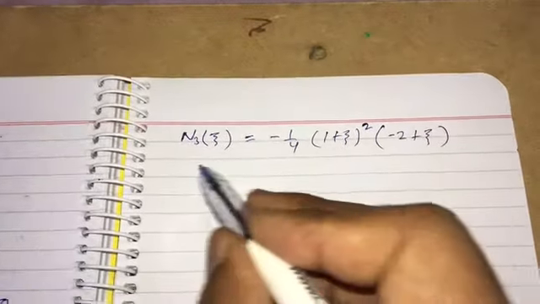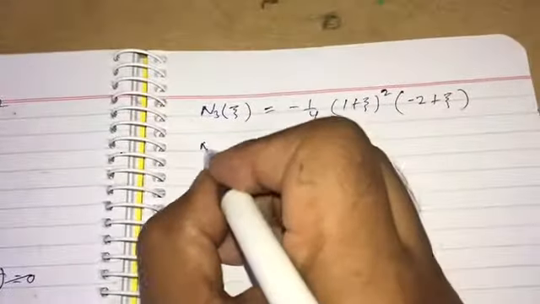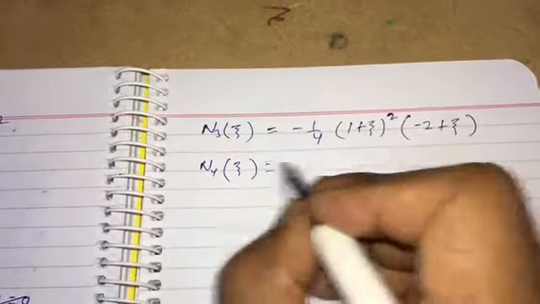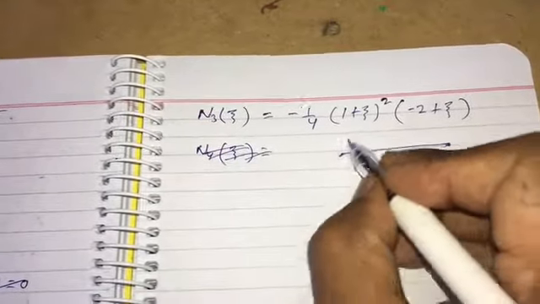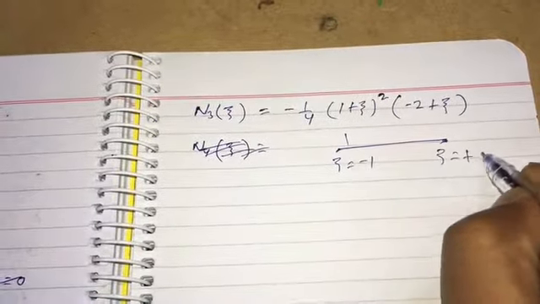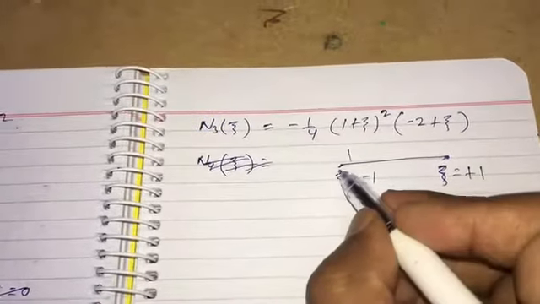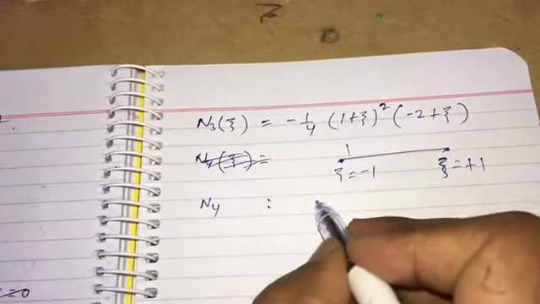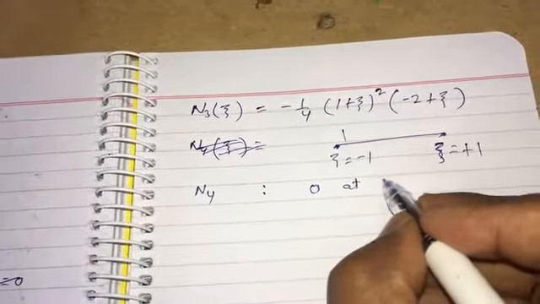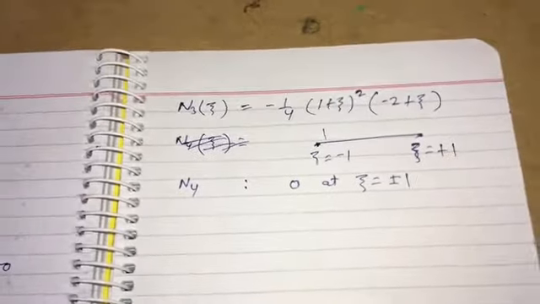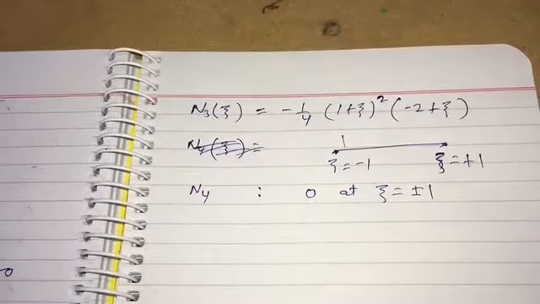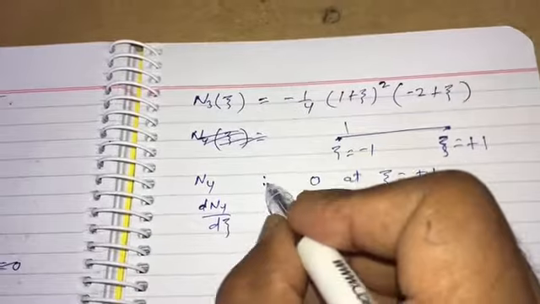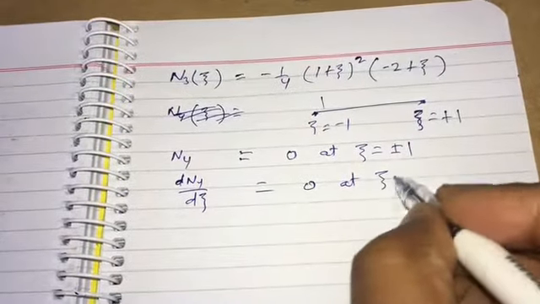Okay, so this is what the n3 is. Now n4 you can find out accordingly. So n4 equal to what? n4 should be such that, with xi equal to minus 1 and xi equal to plus 1, n4 has to be 0 at xi equal to plus minus 1, and dn4 d xi is also 0 at xi equal to minus 1.